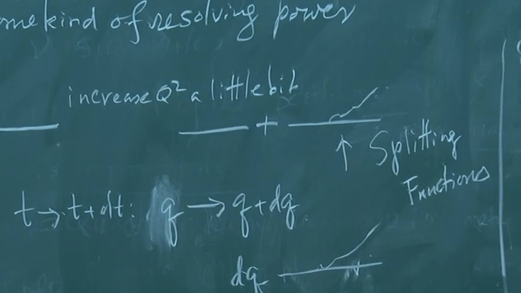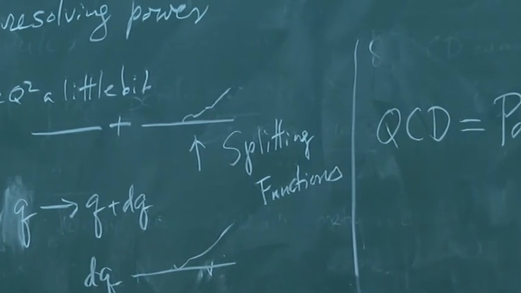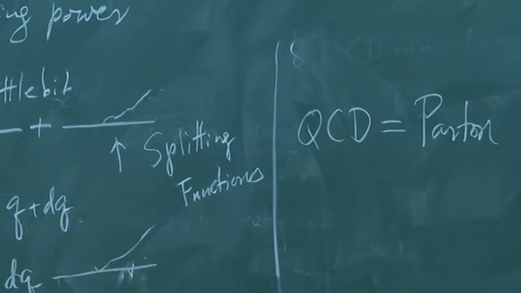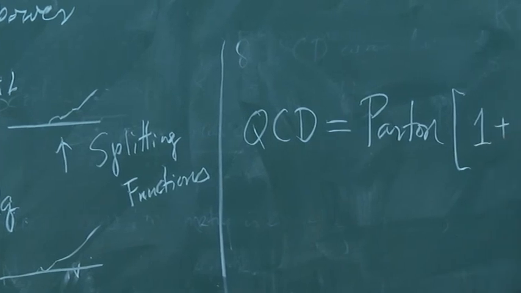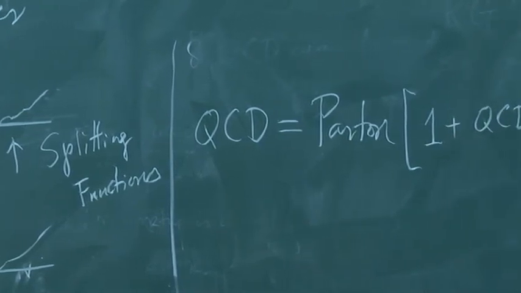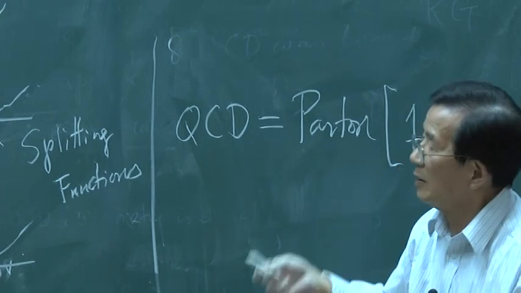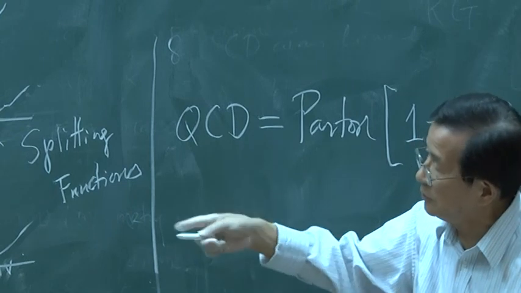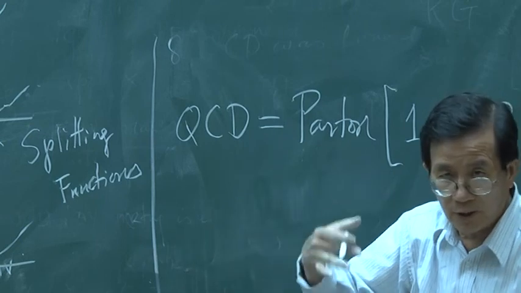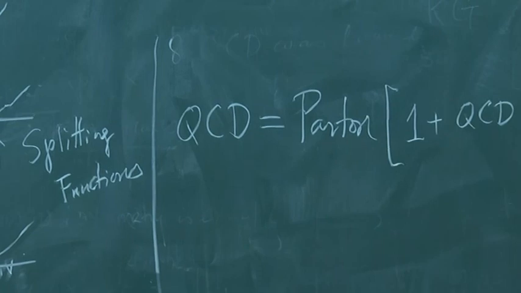So QCD essentially, to zeroth order, is the parton model. But if you include higher order corrections, there will be QCD corrections. So the parton model and QCD are consistent, and in fact you can include the scaling violation in the formulation of the parton model. Okay? So that's it for today.